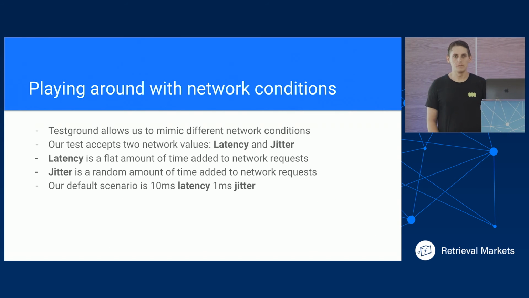Another great thing about Testground is that it lets you manipulate the network. So it lets you mimic different network conditions. For our test, we're focusing on 2 values, latency and jitter. Latency is just a flat amount of time added to every network request, and then jitter is a random amount of time. Right now, our default scenario, I think, is 10 milliseconds latency and 1 millisecond jitter. I think I based that off a ping to a server that was pretty close by.